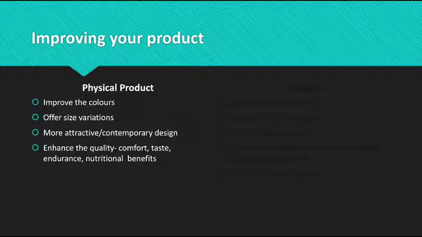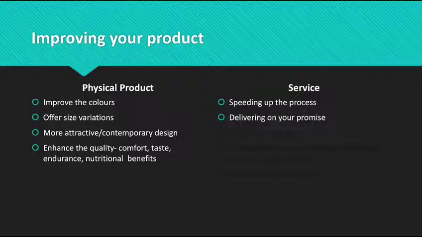But then there are times where you are maybe not producing a physical product, so you have a service. If you're producing a service, you can try speeding up the process, make sure that everything happens faster. You can deliver on your promise. If you say we're going to do this within 24 hours, do it within those 24 hours. There's a word for that, and I think it's integrity.